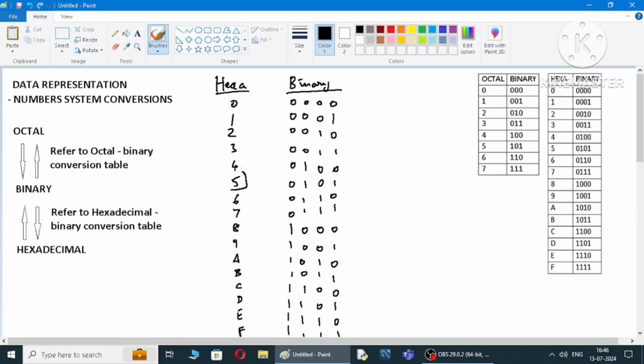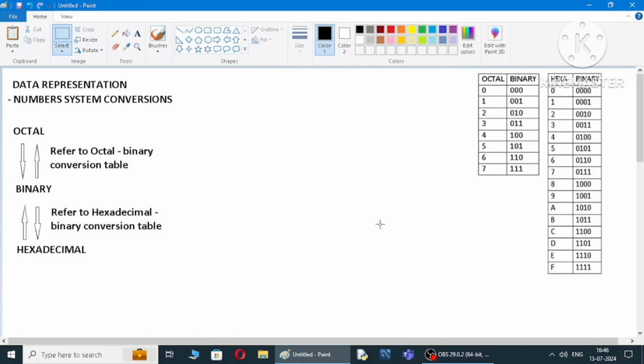Now when you talk about number 5, the binary equivalent is 0 1 0 1. When you take B, it's 1 0 1 1. For letter E, it's 1 1 1 0. So I have given that tabular column here. With the help of this tabular column, we will now see how to convert a number system to another for these 3 number systems. So we'll see an example of how to convert an octal number to binary.